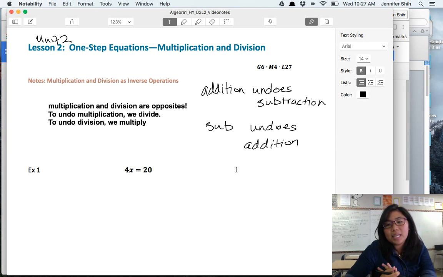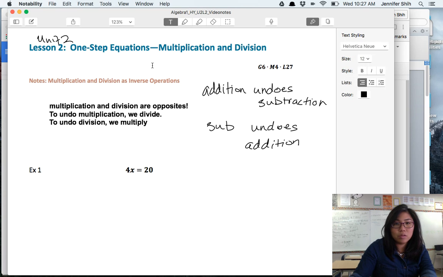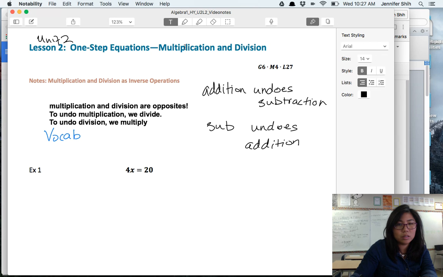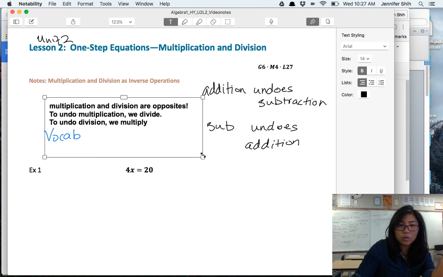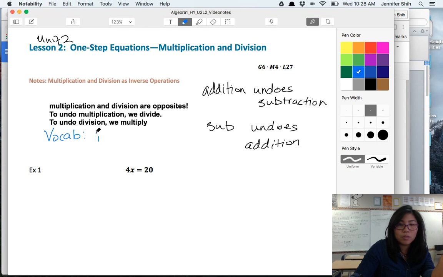So there's some key vocabulary words that we are going to talk about today. We're going to use the word inverse operation, which I should write down as vocab. You could write the vocab under the big ideas section of your notes if you want, because it is a big idea. Vocabulary is a big idea. Vocab. Inverse operation.